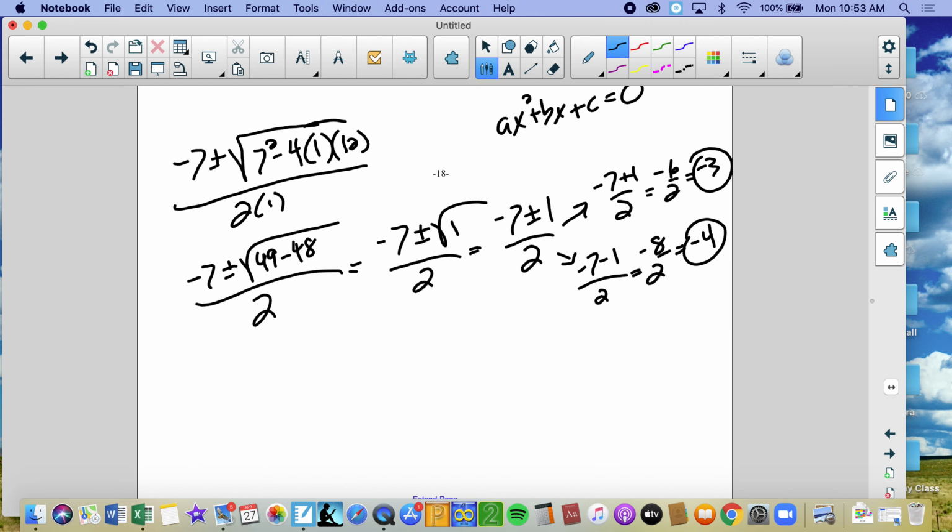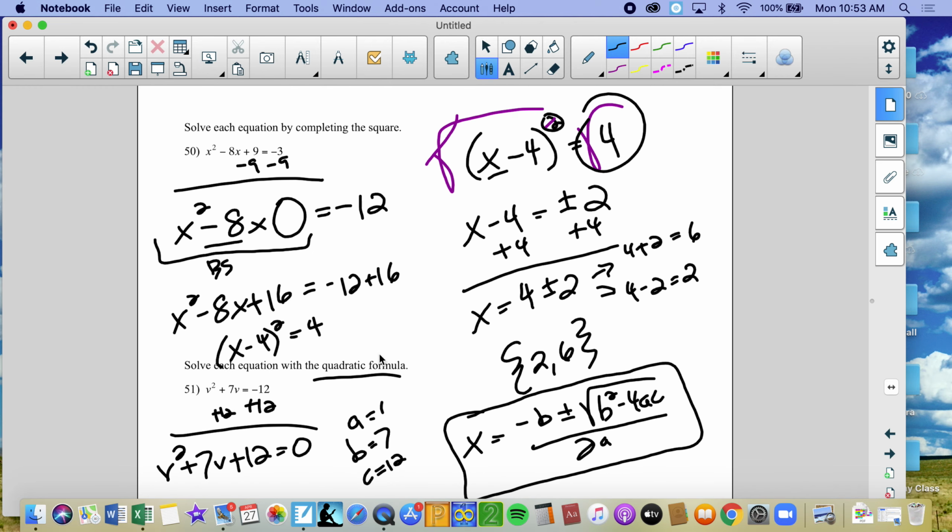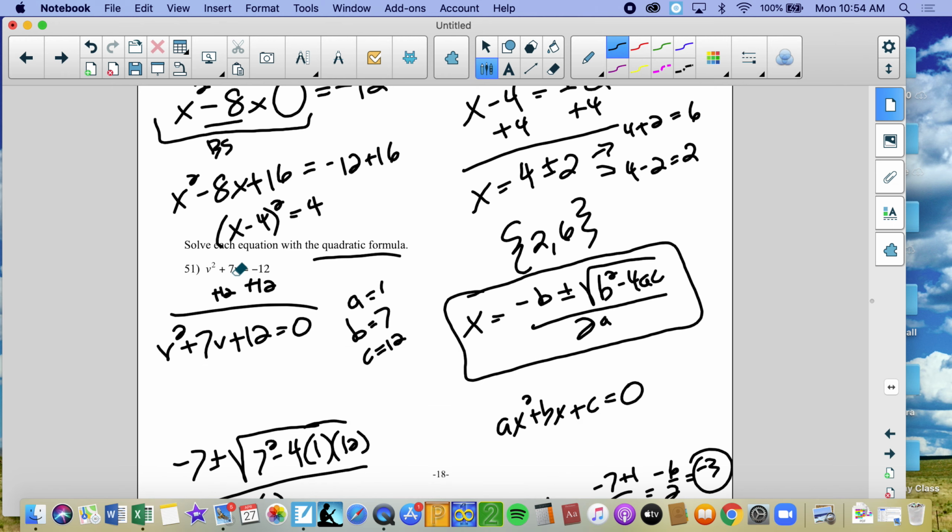So my solutions are negative 4, negative 3. I always put them in numeric order. And that would be your answer using the quadratic formula. You see, when we completed the square, you still got that plus or minus. If you use this equation, the opposite of b plus or minus the square root of b squared minus 4ac all over 2a, for number 50, if you move this negative 3 over, you still would have gotten this answer. You still would have gotten 2, 6. So this lends itself to completing the square. This lends itself to the quadratic formula.